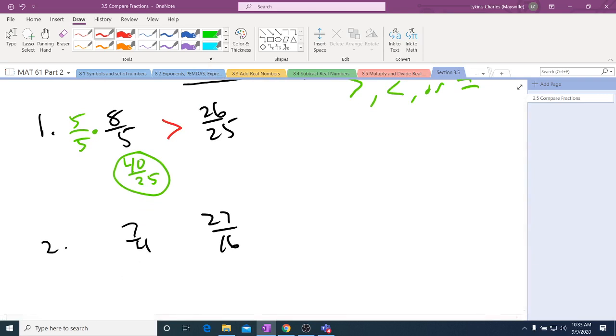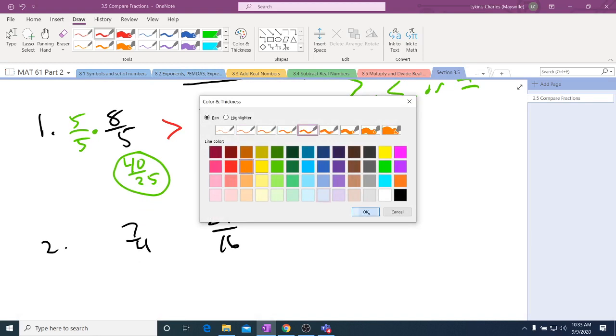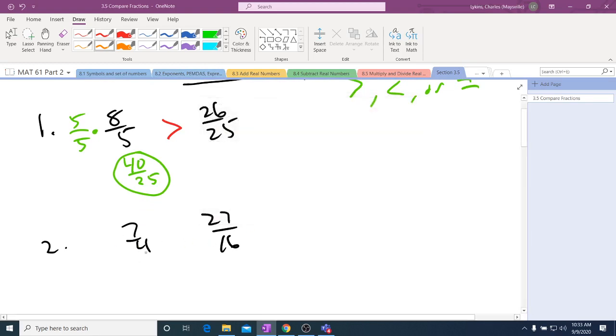What about 7/4 and 27 over 16? Well, once again, I know that the 4 can go into 16 4 times, so I'm going to multiply the top and the bottom by 4, which gives me 28 over 16. And that is technically greater than 27 over 16. But on these, you can also have less than, and they can come out to be equal as well.